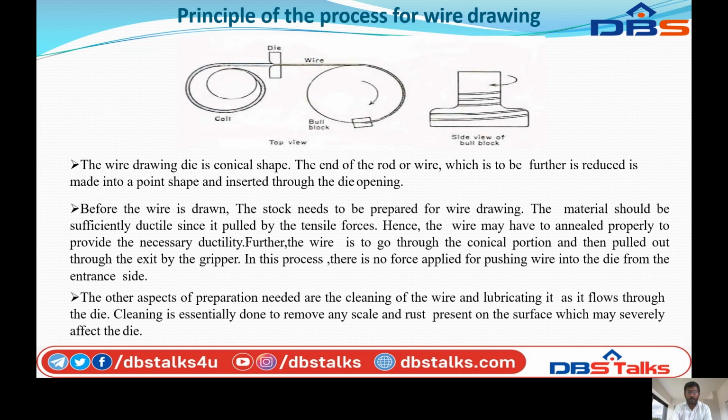Next, principles of the process of wire drawing. So what are the principles in processing wire drawing? The wire drawing die is conical in shape. The end of the rod or wire which is to be reduced is made into a pointed shape and inserted through the die opening.